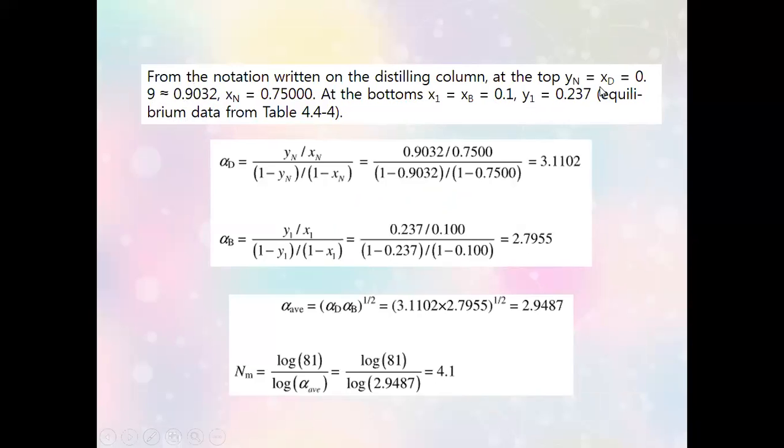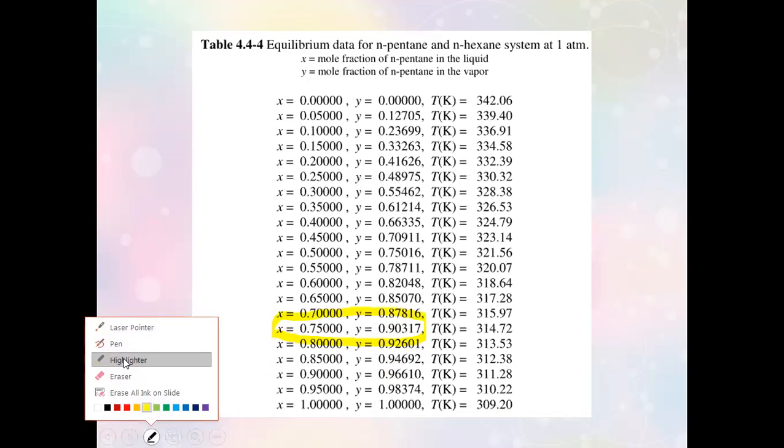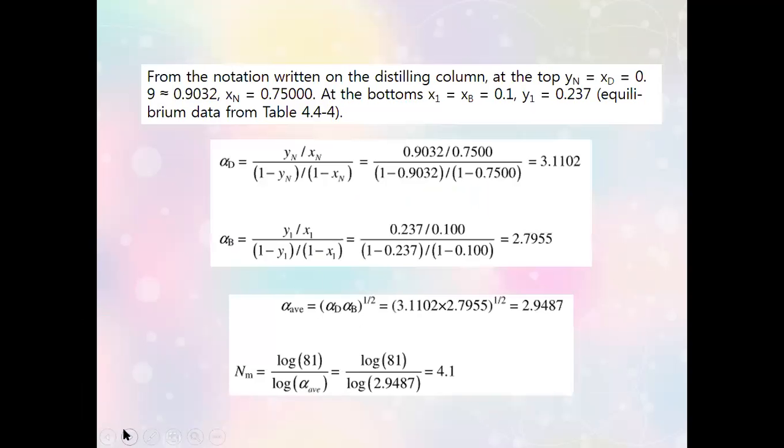Now, for this particular value of y, which is 0.9, you're going to get an x value at equilibrium, which is 0.75. So we will look for a 0.9 here. This one is actually 0.90317, and the corresponding value for x, the pair, would be this. So that's the value that you're going to use in determining the relative volatility later on in this equation here.